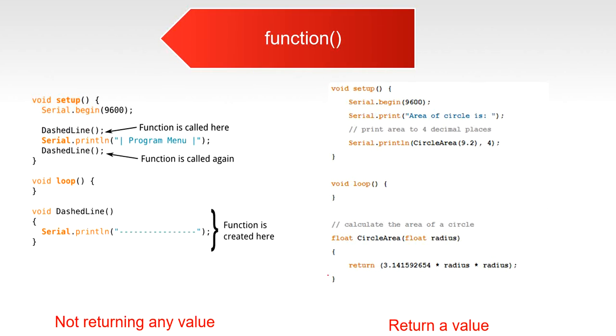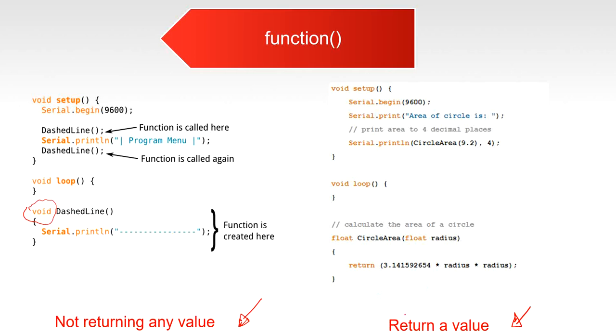So the second part is the function. Basically there are two ways to define a function. One is a function that will not return any value, and the second is a function that will return some value. So what is the difference? If the function does not return any value, in front of the function we will put the void command.